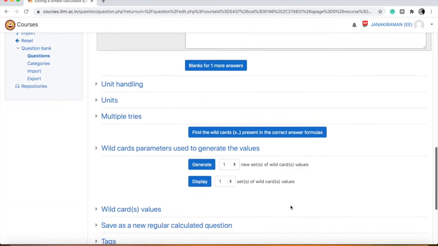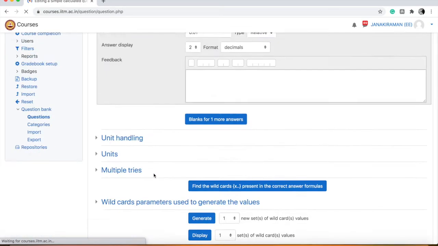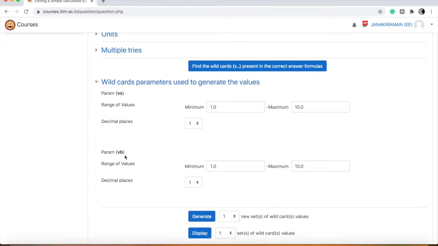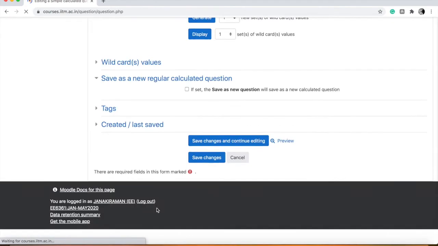So as usual here, if I say find my wildcards, it will show me the wildcards, and of course there are two terminal voltages. Now these terminal voltages, of course I can't take whatever Moodle gives me, so I'm going to say it's between minus 0.3 and plus 0.3, and I can give the number of decimal places, by the way. And here it's between minus 0.1 to 0.1. Okay, so I say generate again.